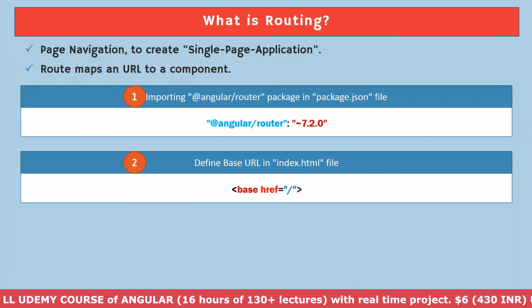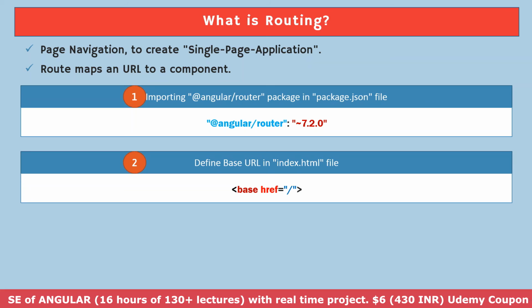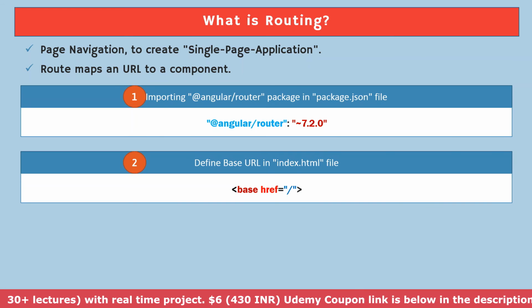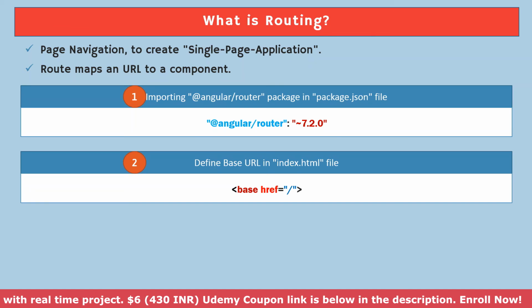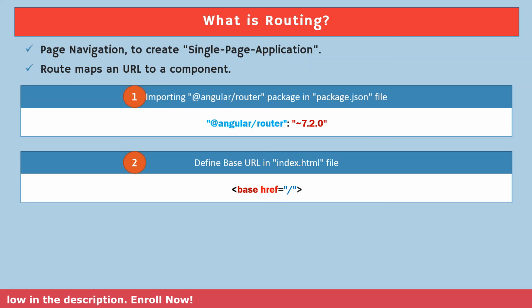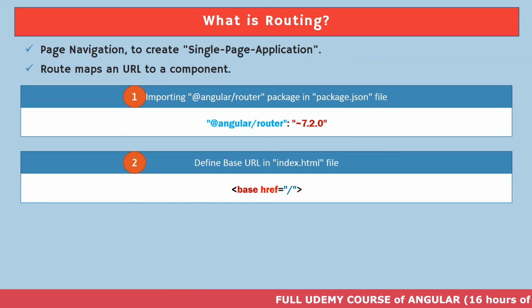Next, you are required to define the base URL in the index.html file, that is a slash, which represents the current working server URL. For example, if the application is running at www.sample.com, the base URL is equal to www.sample.com automatically. And also, if the application is running at www.sample.com/other URL, the base URL is equal to www.sample.com/other URL.